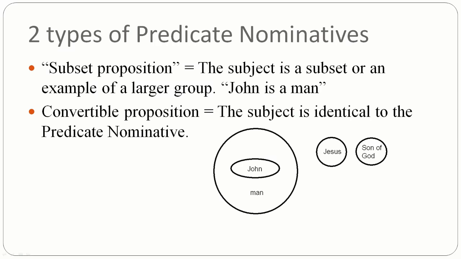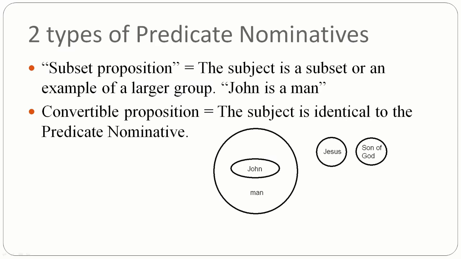For example, the sentence John is a man, and I've put a very crude drawing here. When you get your textbooks, you'll see this drawing in there. I pretty much just replicated it. Maybe YouTube will zap this video for copyright or whatever. But John is a man. This is an example of a subset proposition. What this means is there's this big group of objects or things, which is man, or men, plural. And John is one of those. John is an example of the larger group men.